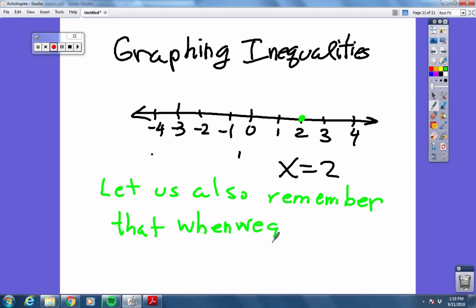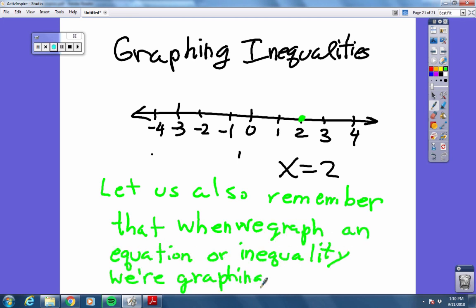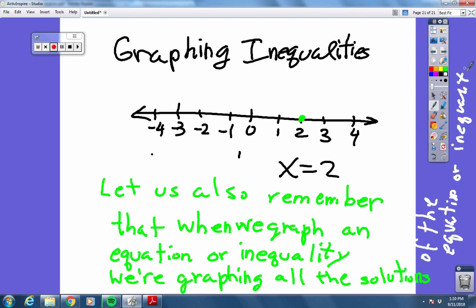Let's also remember that when we graph an equation or an inequality, we're graphing all the solutions to that equation or inequality. Which means that right now the dot on the number 2 means that 2 is the only number that makes the equation x equals 2 true. 2 is the only value of x that makes that equation true.